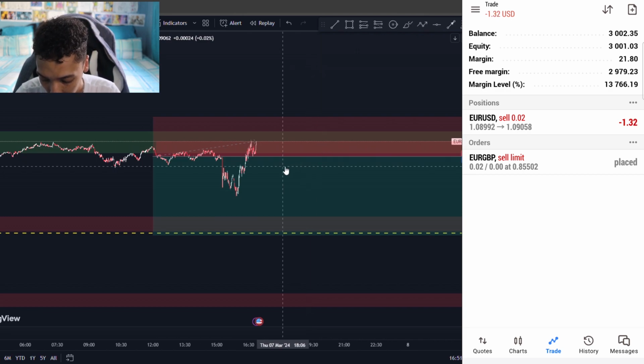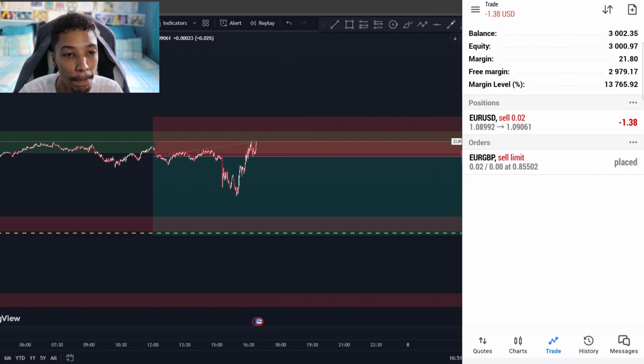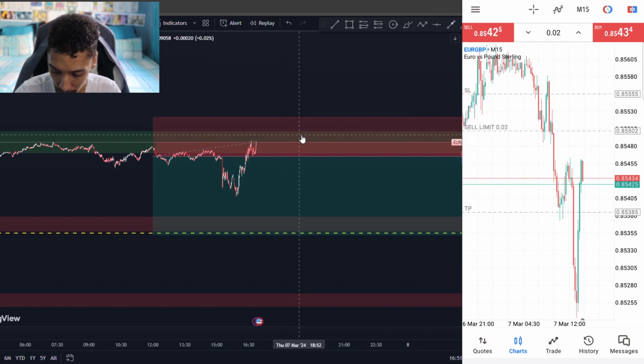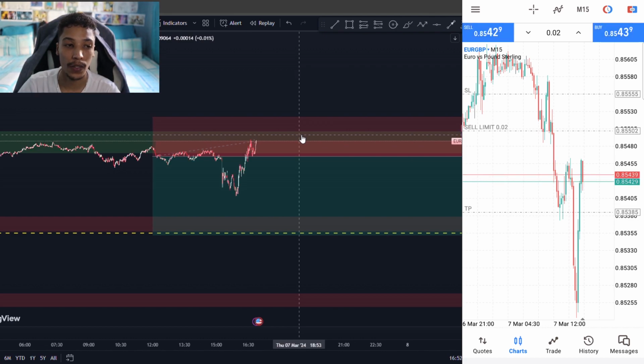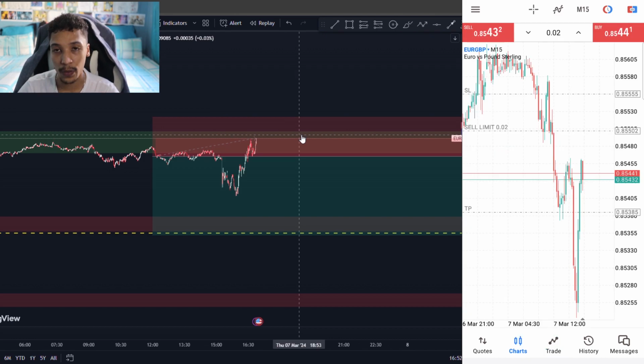Now that we got that down, we are down $1. Wait, let's take a look at our other trade. I think I might jump into this first one, the first trade we placed. You know what, we'll just see. We'll give it another 10 minutes or so, 20 minutes.